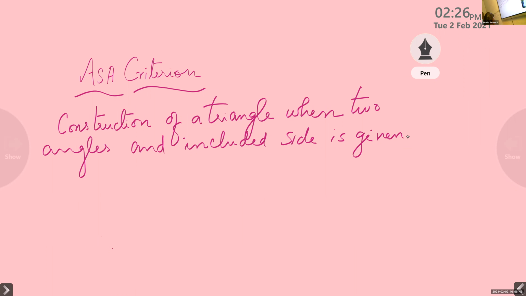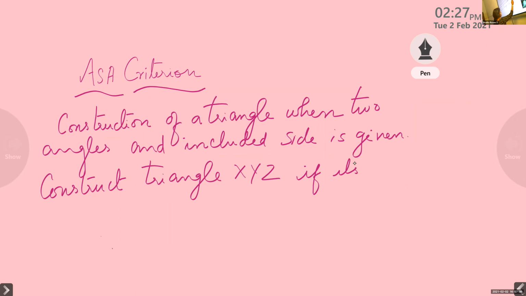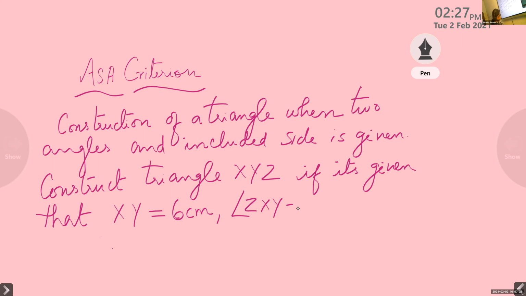Write down one question based on that. Construct triangle XYZ if it's given that XY is equal to 6 centimeter, angle ZXY is equal to 30 degree, and angle XYZ equals 100 degree. So we have to construct it.